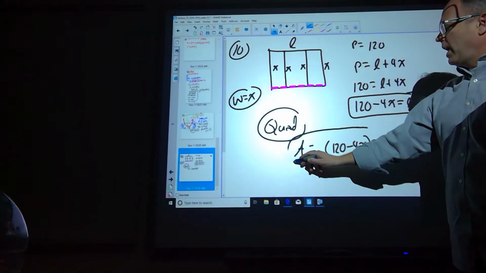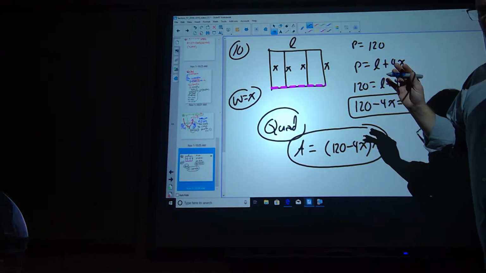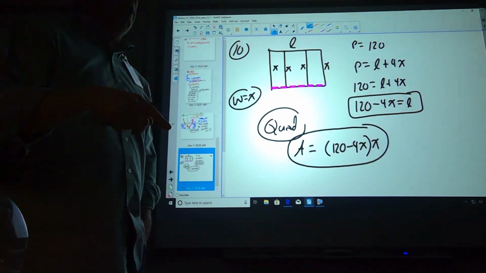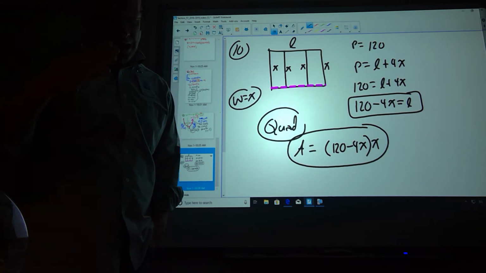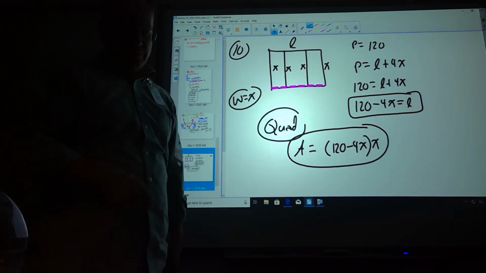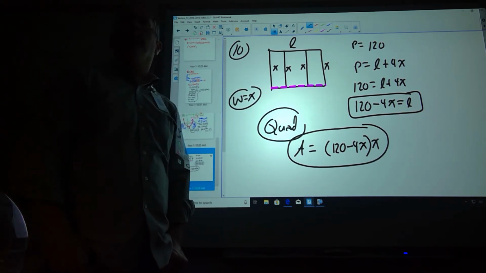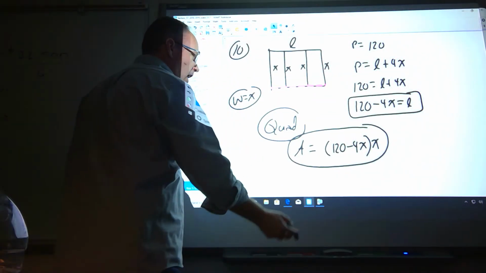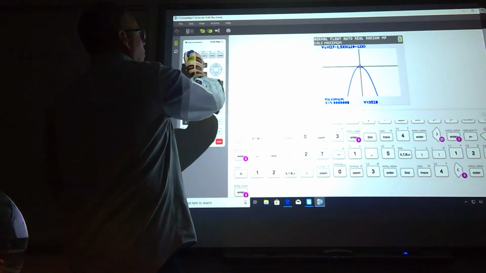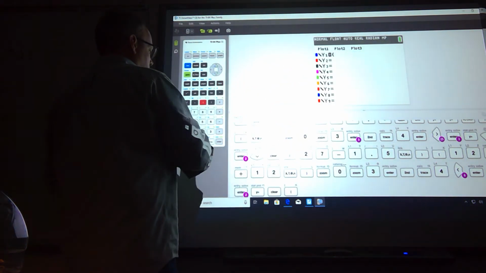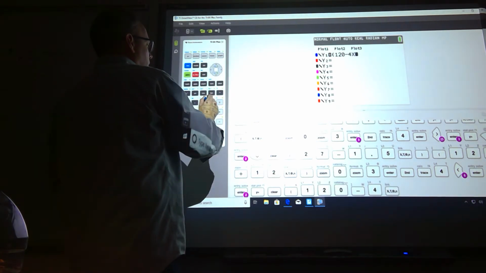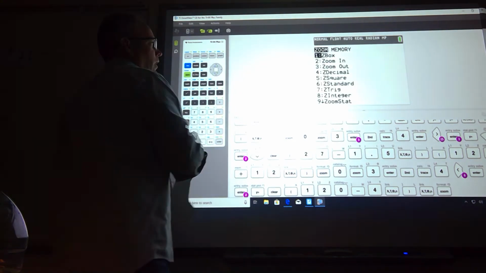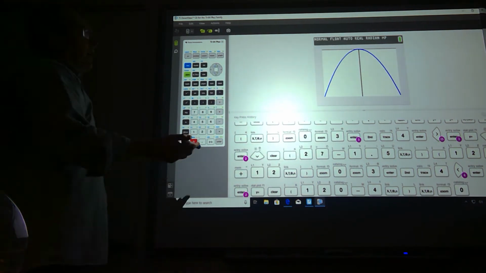So this is my quadratic formula right here off of that. I can then graph the parabola and find the vertex. The x component of the vertex is this. So let's go ahead and graph it. 120 minus 4x. Zoom. Now I'm going to zoom that. I think we can see enough.